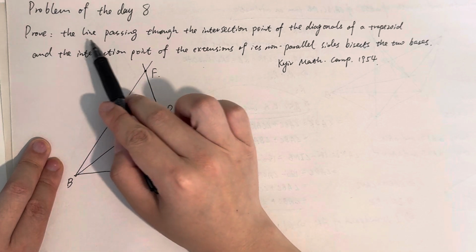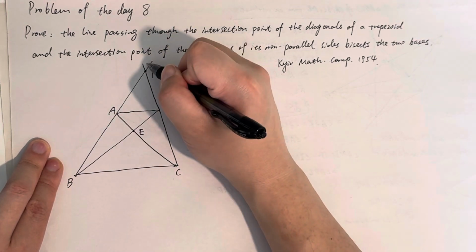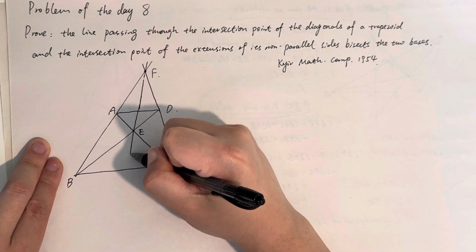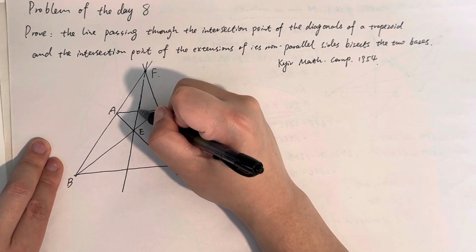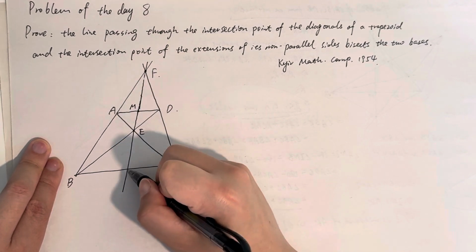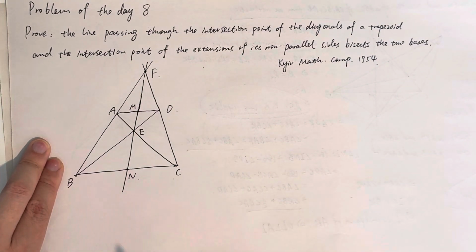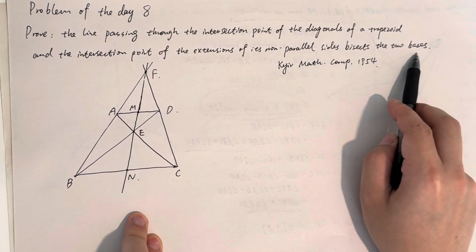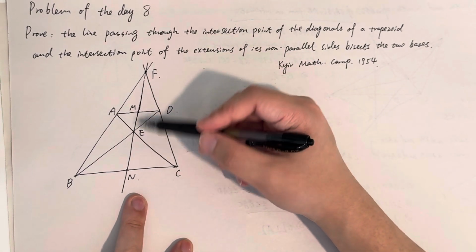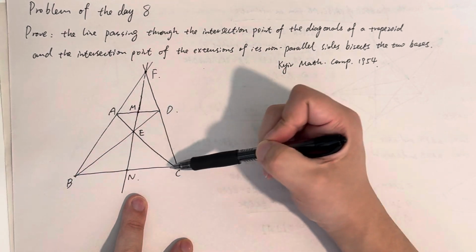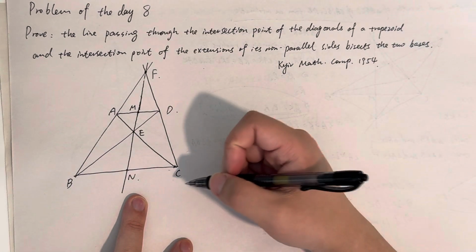And it's saying this line passes through these 2 points. Right, that's the line we're talking about. Let's call this point M, this point N. And we want to prove that this line bisects the two bases. So basically we want to prove that EF bisects AD and BC, right?